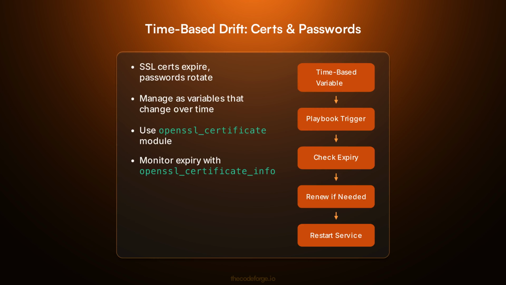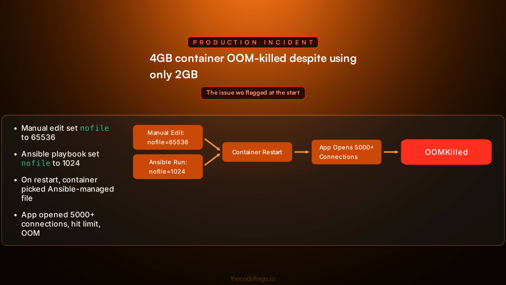This is the same issue we highlighted at the start. Here's exactly why that happened. A containerized payment service had its /etc/security/limits.conf manually edited to set nofile to 65,536. But the Ansible playbook set it to 1024. On restart, the container picked up the Ansible-managed file, reducing file descriptor limits. The app opened 5,000 plus connections, hit the limit, and the kernel OOM-killed it because of memory pressure from retries.